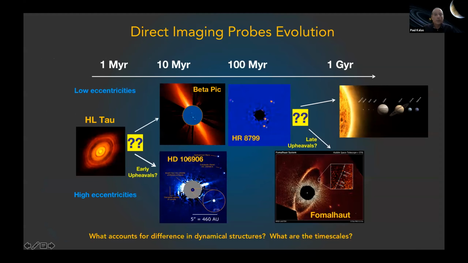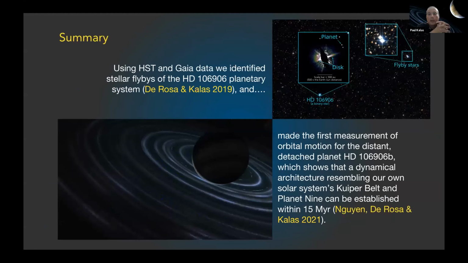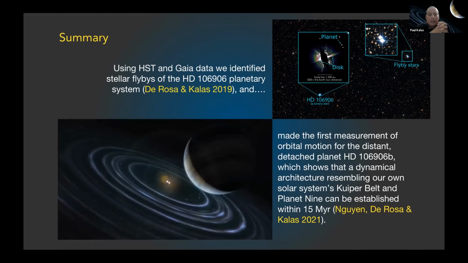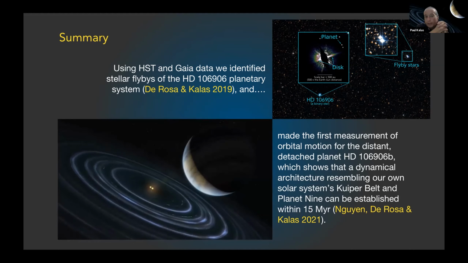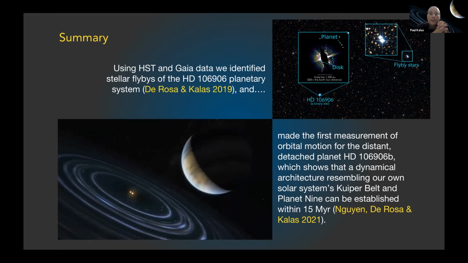Okay, so in summary, we've been looking at this system closely. We found the flybys in our 2019 paper, and in our 2021 paper, we actually made the first measurement of the planet's orbital elements. Okay, thank you.